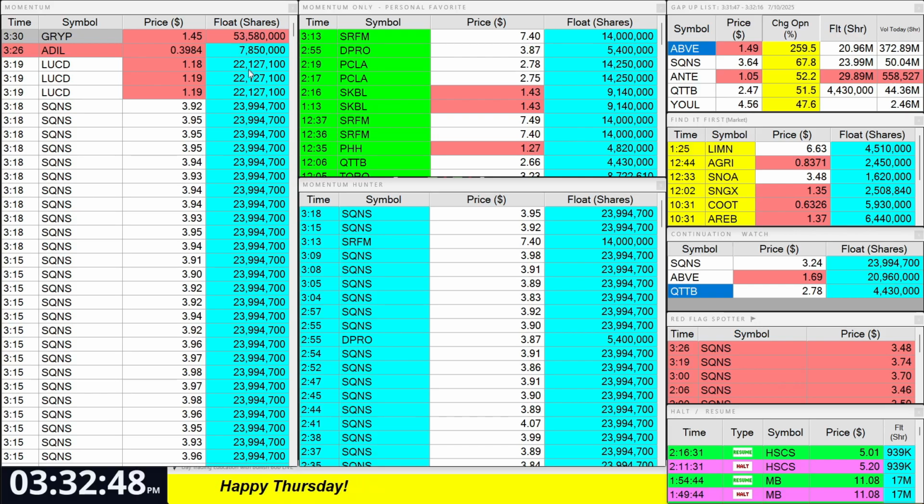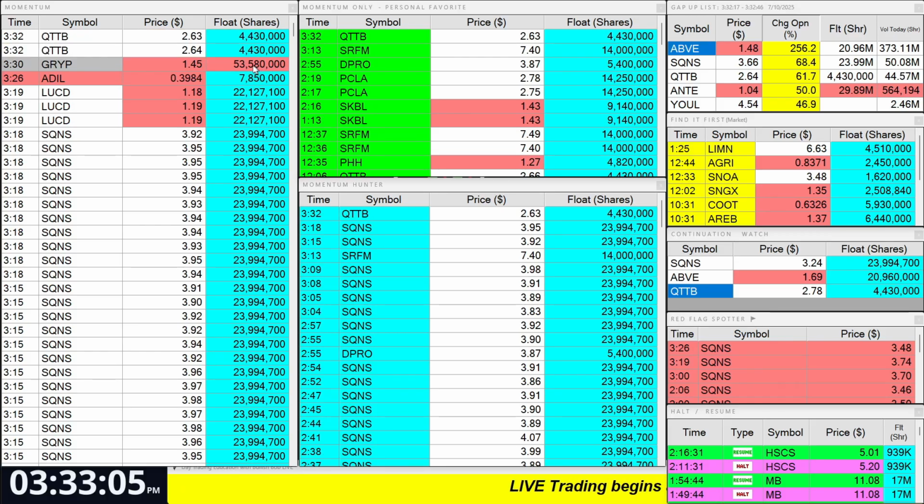The float size for me, anything under 25 million share float, I do consider to be a low float stock and something that I like to trade. However, if we see the float is above 25 million share float, anywhere from 25 million to 150 million share float, I look at that as a red flag. So you're going to see that is a larger float there, 53 million share float on GRYP, and it's listed in gray. And the reason it's listed in gray is because, again, it is a large float.